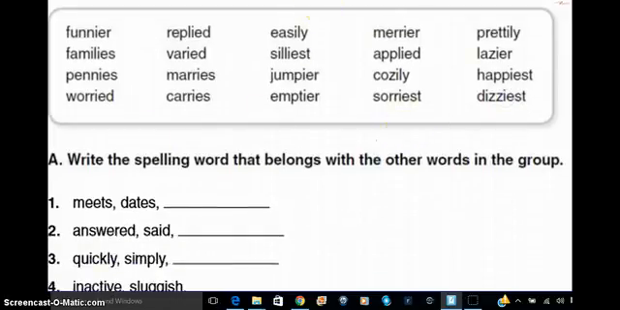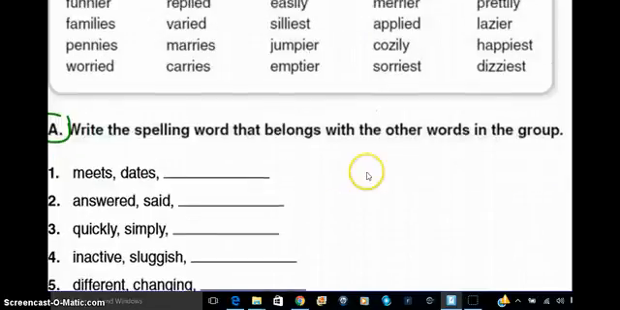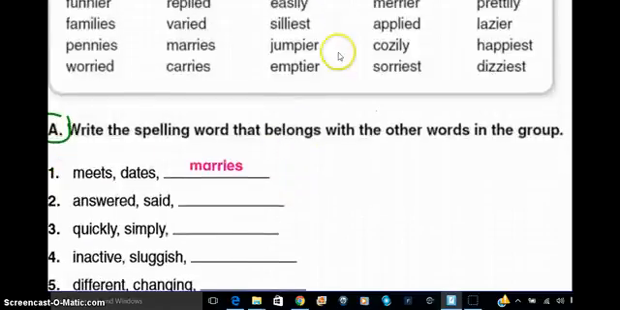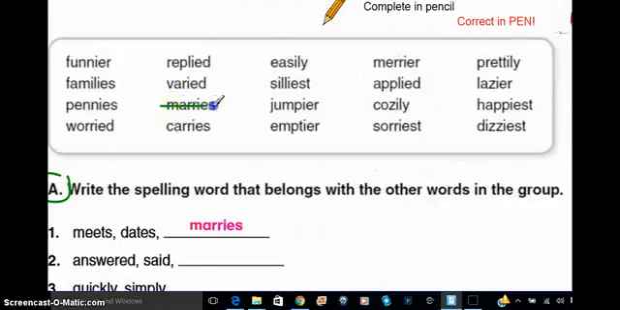All right, so let's look at part A. Write the spelling word that belongs with the other words in the group. Okay, so meets or dates. So I have to look at those words for something that they have in common. Meets or dates. Well, somebody might say if you meet or maybe you marry somebody. What else? What do you think? Replied? Maybe. Marries. Yeah. So someone meets. And remember, like always, we're going to cross it off just lightly.